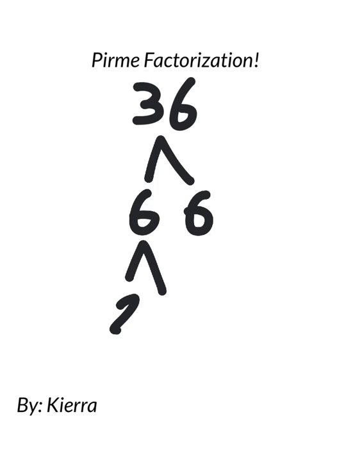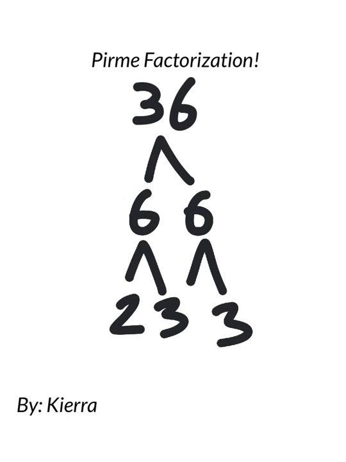So, 2 times 3 makes 6. You have to do that for the other 6 too. 2 and 3. Okay, now 2 and 3 are prime numbers. You cannot break them up anymore.